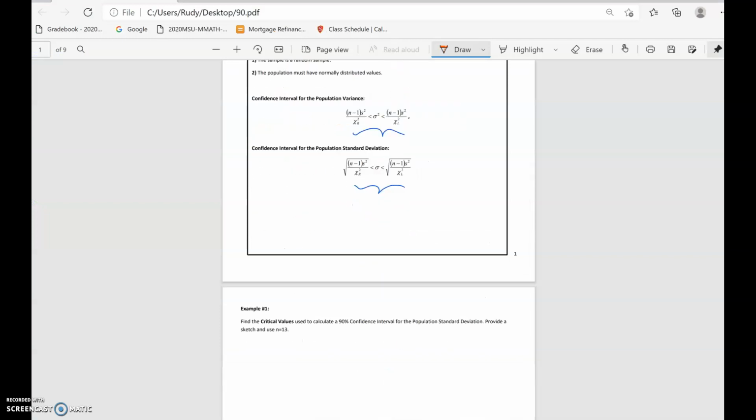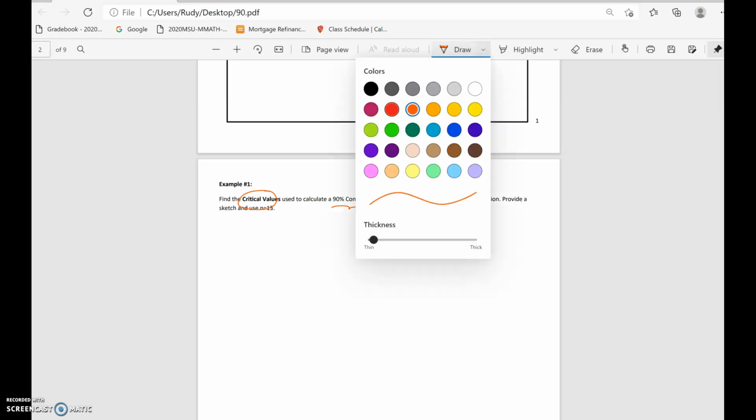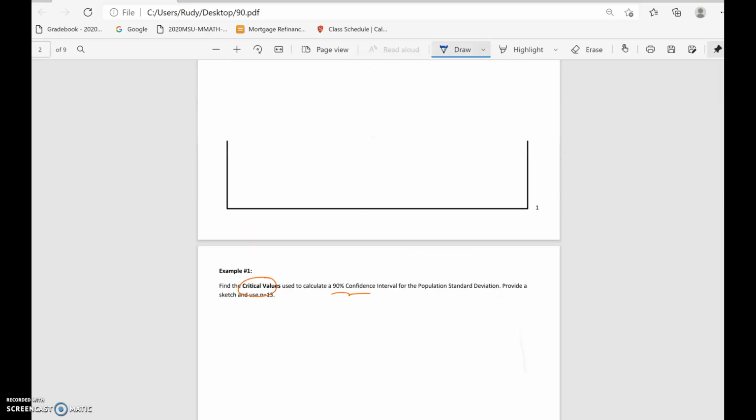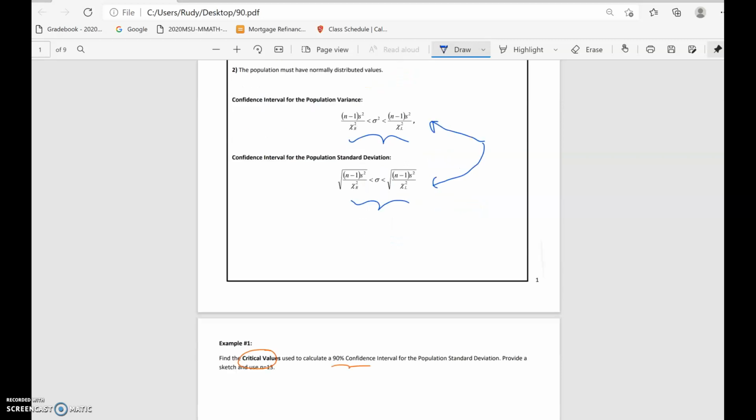So let's take a look at the first example. In the first example, they're only asking for the critical values, and in this case, they're calculating a confidence interval of 90%, and this is for the standard deviation. It's going to be the same values for the standard deviation or the variance. The main difference is which formula you're using, if they want us to calculate a specific one.